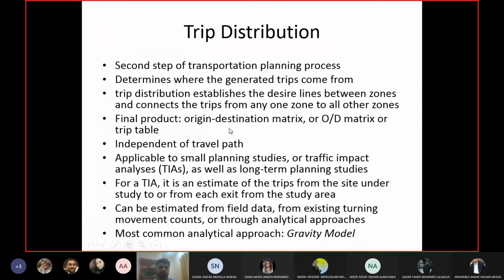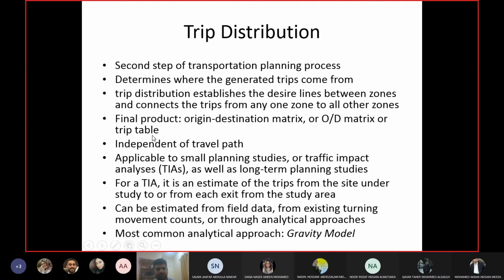What is the final product? The desired line diagram is one of the products of trip distribution, but obviously in the desired line diagram we have just seen there are no numbers. If I want to know exactly how many people are traveling from zone 1 to zone 14 or 10, I don't know. So for that we prepare an origin destination matrix, OD matrix, or they also call it the trip table.